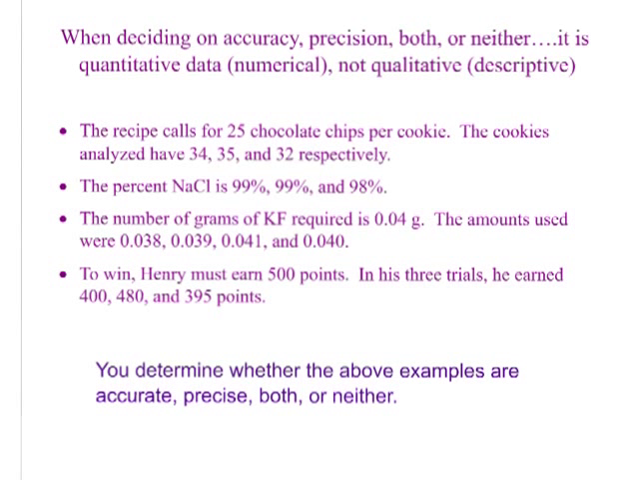So when deciding on accuracy, precision, both or neither, we're talking about quantitative data, numerical, not qualitative or descriptive. So here are just some examples. Look at these examples. See if you can describe them as being accurate, precise, both, neither, what you can determine from these, and we'll look at those on the next frame.